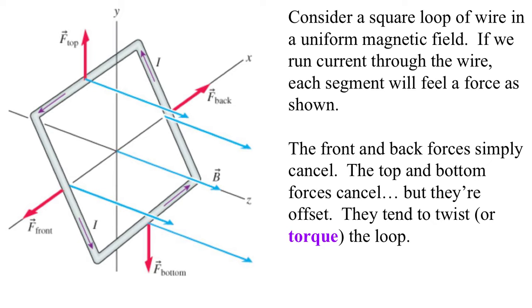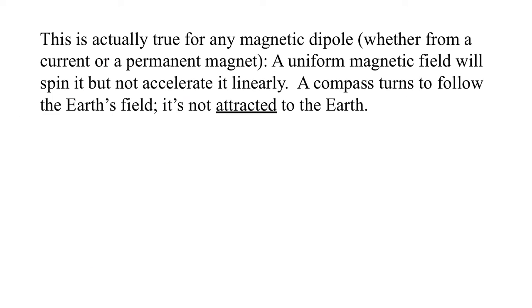Notice also that the tendency here is that the wire is going to expand, to make it larger. That's interesting, although not for what we're talking about today. This will be true for any magnetic dipole, whether from a current or a permanent magnet. A uniform magnetic field will spin it, but not accelerate it linearly. A compass turns to follow the Earth's field, but it's not attracted to the Earth.